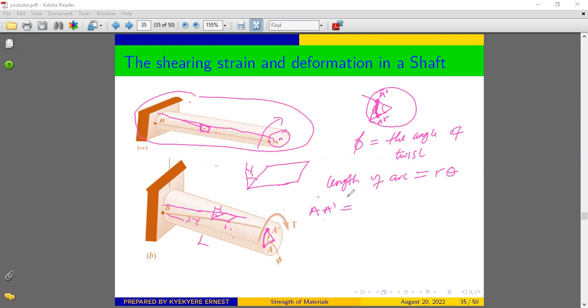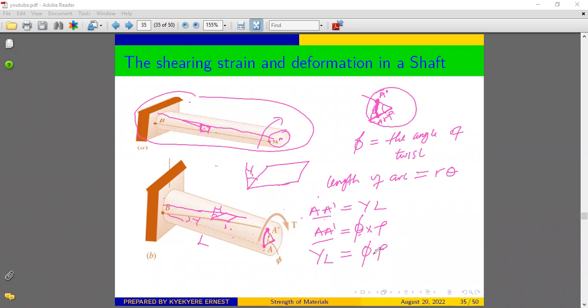Then using this side to also find the length of the arc, we stated that the length from this point to that point is along the radius, it is rho. So we can say that the length of AA prime is also equal to the distance from the center to that point, which is rho, times the angle, which is phi, which we are referring to as the angle of twist. But this and that are equal. Therefore, we can equate these two equations and say that gamma L is equal to phi times rho.